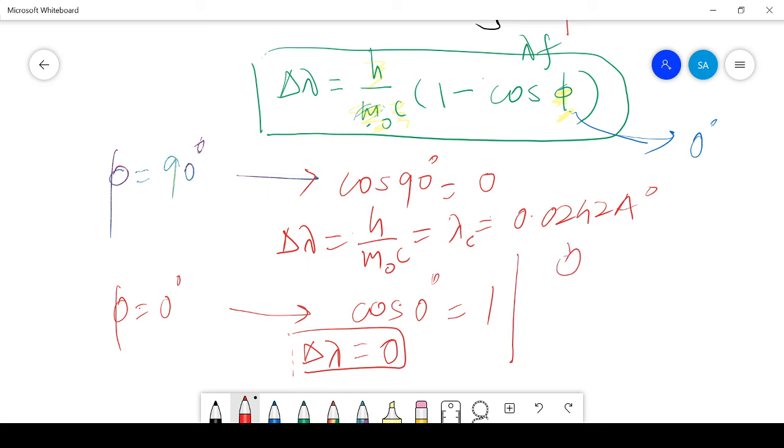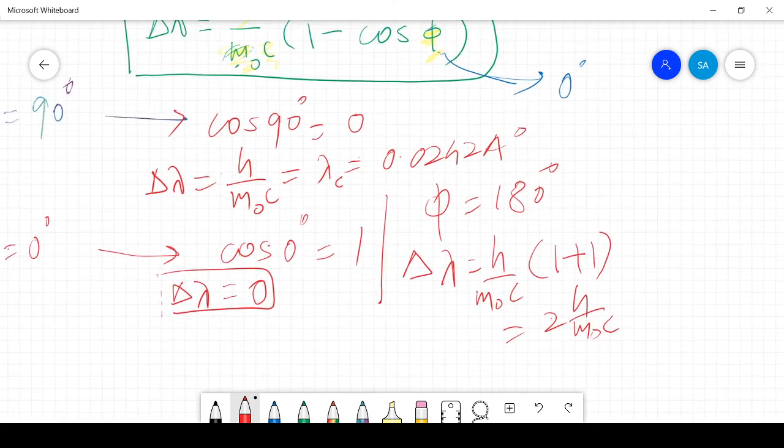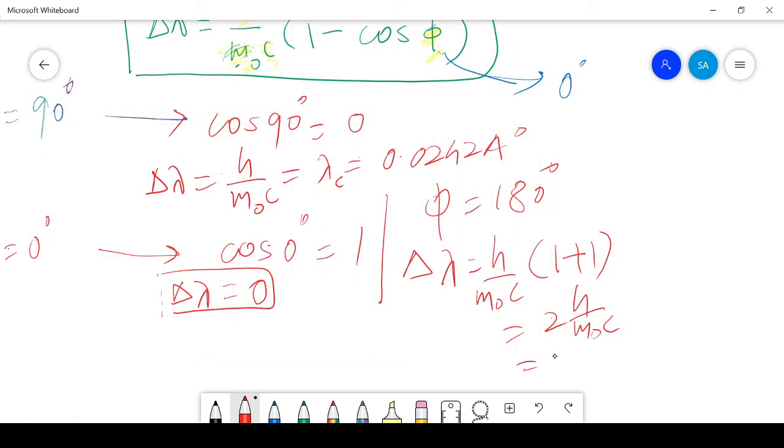Now if you take phi equal to 180 degrees, what happens? Del lambda is equal to h divided by m naught c times 1 minus cos 180 degrees. What is cos 180 degrees? Minus 1. Here there is a minus sign, and cos phi is equal to minus 1, so this will be 1 plus 1. So this will be equal to twice h divided by m naught c. This value is equal to 2 times the Compton wavelength.